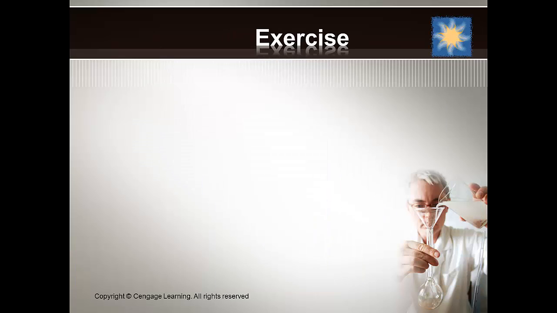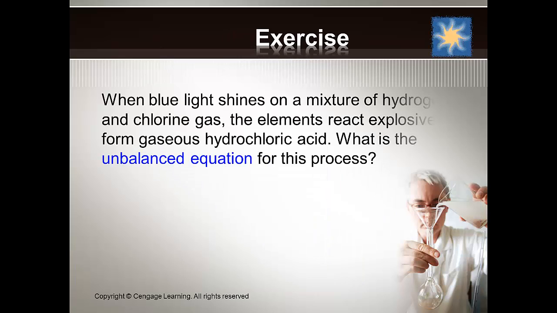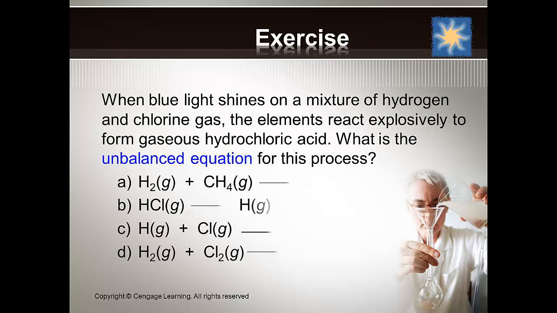Okay, moving on. Here's another exercise. When blue light shines on a mixture of hydrogen and chlorine gas, the elements react explosively to form gaseous hydrochloric acid. What is the unbalanced equation for this process? A, B, C, or D? Let's have a think about this.